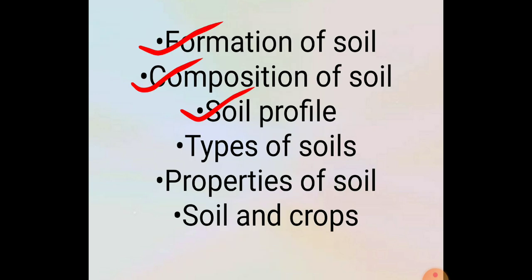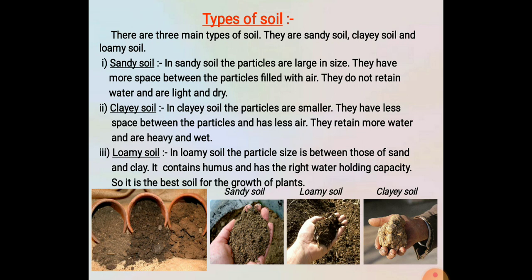In the previous lecture we have already discussed the formation and composition of soil and the soil profile. Now we will move on to types of soil. On the basis of the size of the rock particles, soil is classified into three main categories: sandy soil, clay soil and loamy soil. So first is the sandy soil.